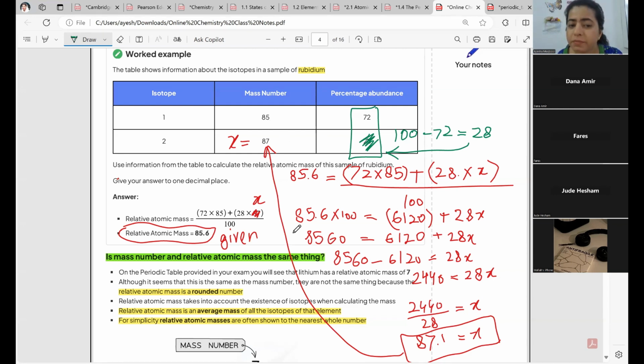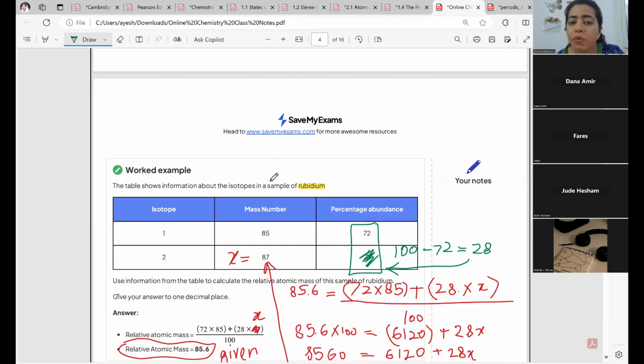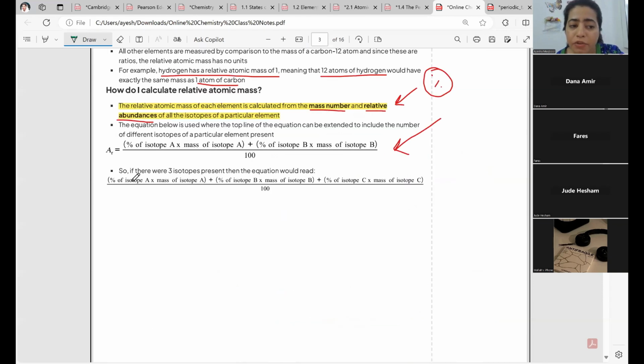Miss, what if there are two isotopes, but they want us to find the third one? How should we do that? Same thing, same thing. Abundance of the three will be given. Two mass numbers are given. The third you want to find. Use the same formula: isotope 1 percentage times mass of the first, then the second, then the third. Let's say the mass of the third is not given. Consider it as an X.